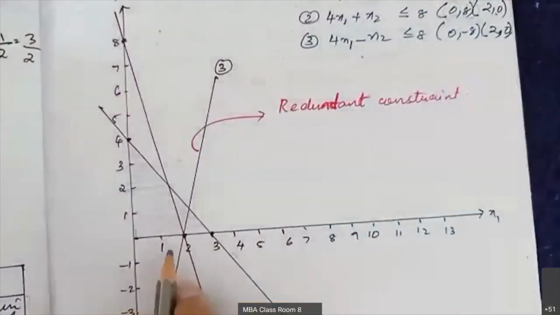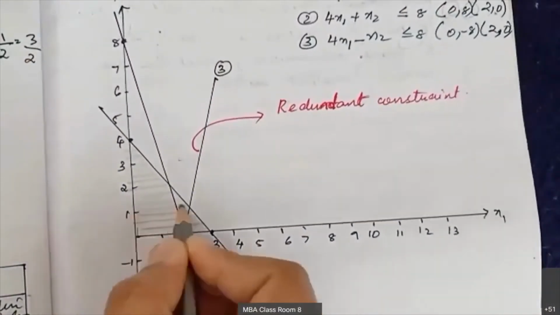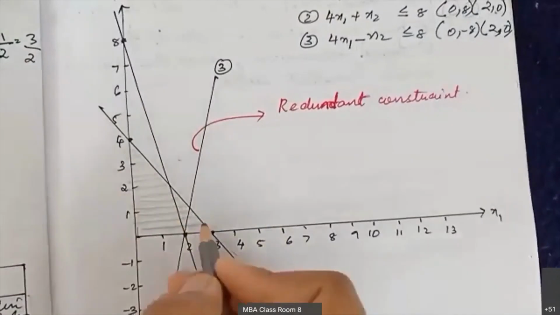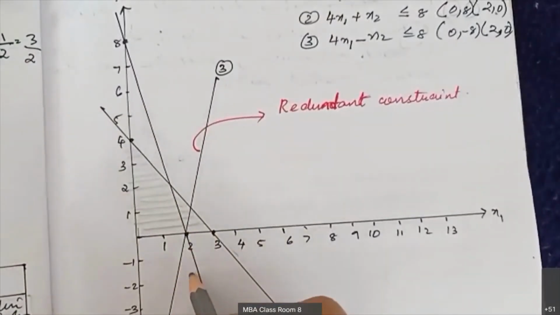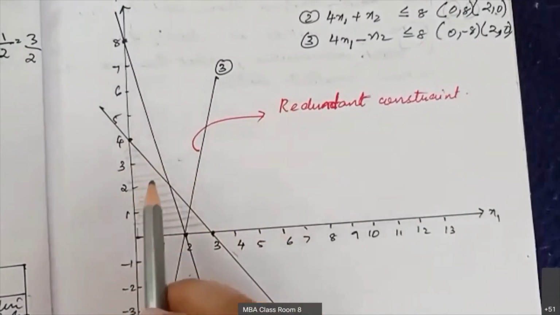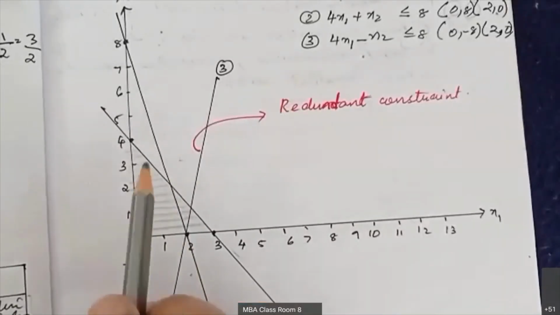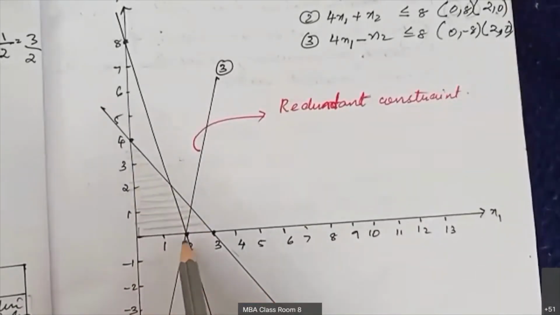Okay, so I have shaded this portion. I will not shade after this because why? Because x1, x2, x3, everything is greater than or equal to 0. So all your shading should stop in the first quadrant itself. You should not go to the other quadrants.